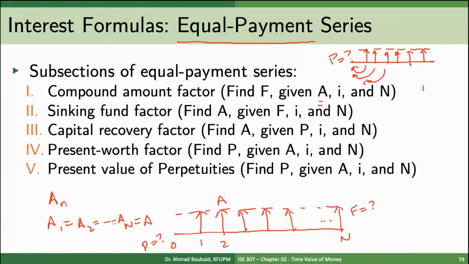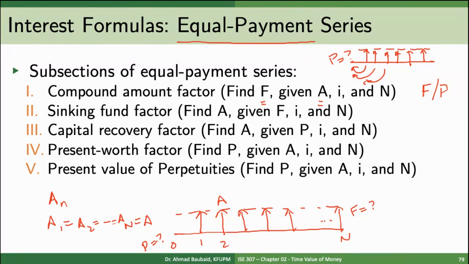And so in the single payment case, it was F given P. Here, however, because it's an equal payment series, we're going to use A to find the future value. So you're paying a bunch of payments over a number of years, and then you want to find the future value that you have paid over those years. And so in this case, it's going to be finding F given A, and of course I and N. Now, of course, we can also do the opposite. You may be given a future value for an equal payment series, and you need to find these individual payments. And so that's just the opposite. So that's finding A given F. And that is called a sinking fund factor, and we'll see why.